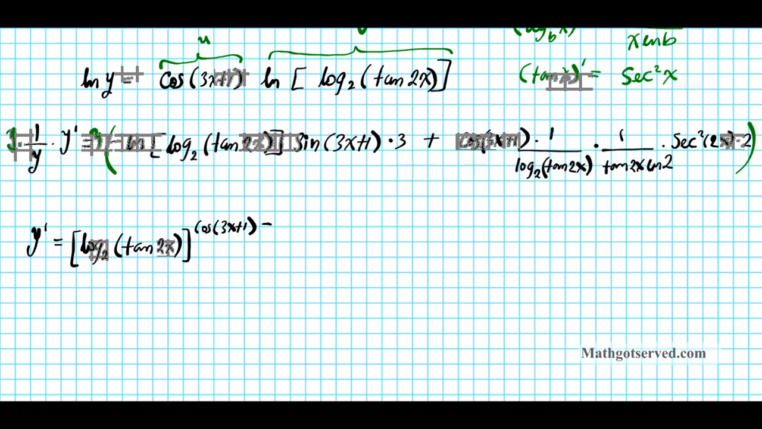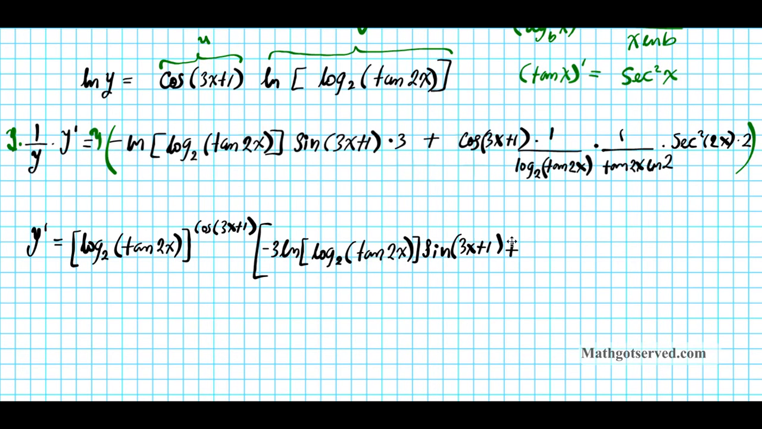Okay, so let's see how we can make this look better. We can just bring the 3 to the front. So it's going to be minus 3 times the natural logarithm of log base 2 of tan 2x, log base 2 of tan 2x multiplied by sine 3x plus 1. And then we can compress this easily, make it look a little bit nicer.